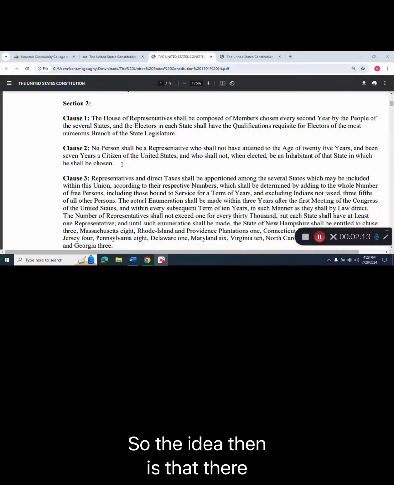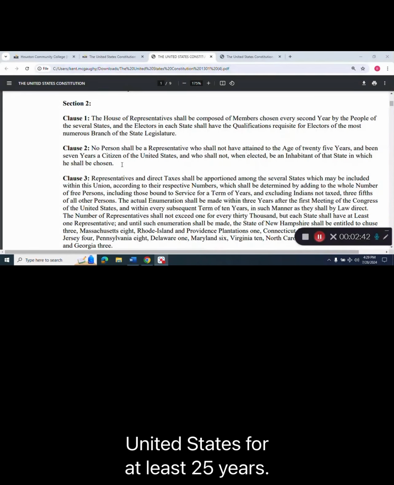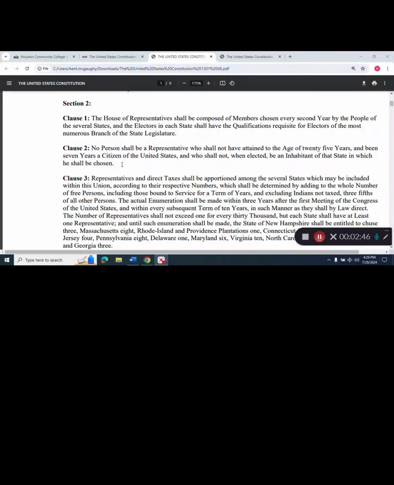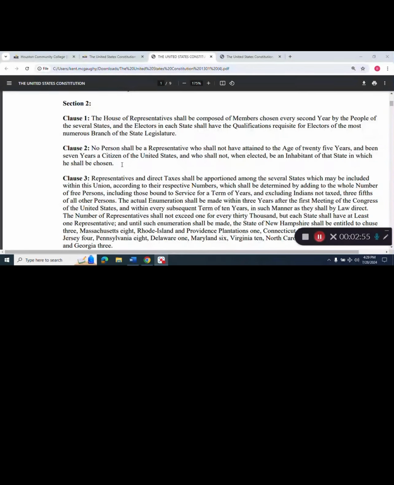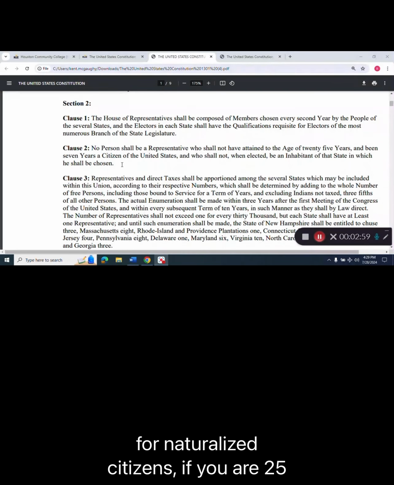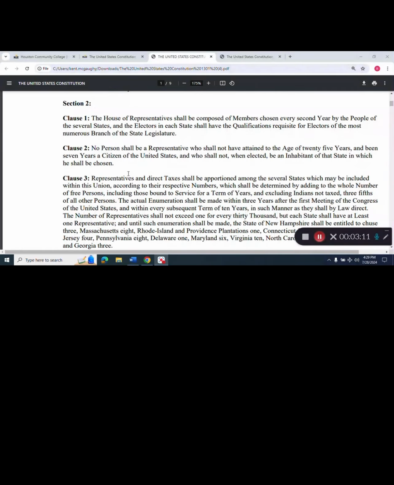So the idea is that there are two categories of citizen. You have natural-born citizens who are born here. And then you have naturalized citizens who are born in some other country, who then move to the United States and become a citizen. If you're 25 years of age and you're a natural-born citizen, then you've been a citizen of the United States for at least 25 years. So this requirement of 7 years as a citizen is mainly for naturalized citizens. If you are 25 years of age, you also have to have been a citizen for at least 7 years, and then you qualify to become a member of the House of Representatives as well.